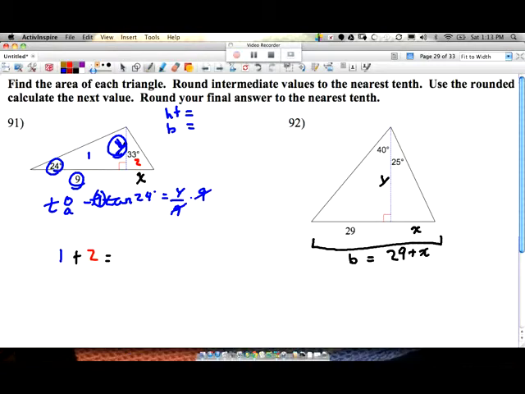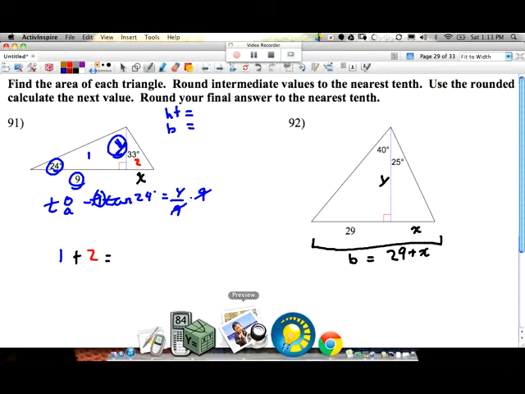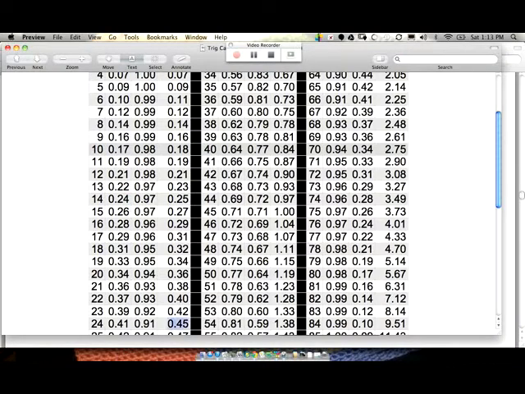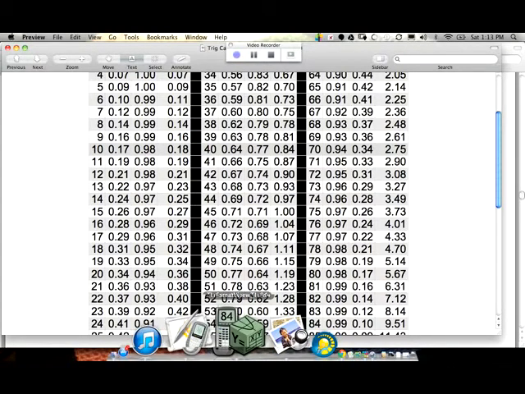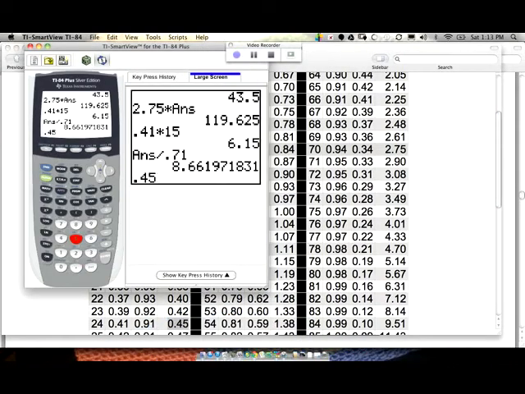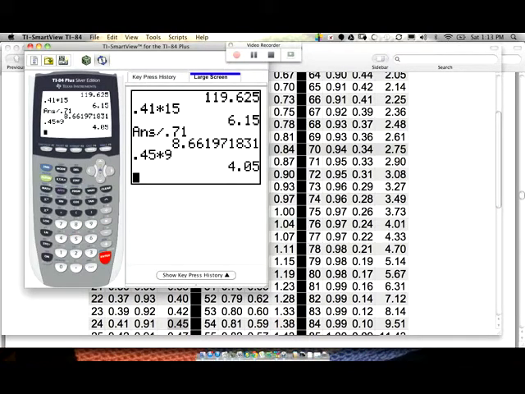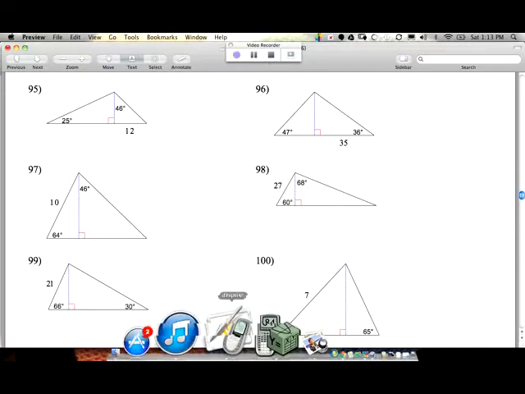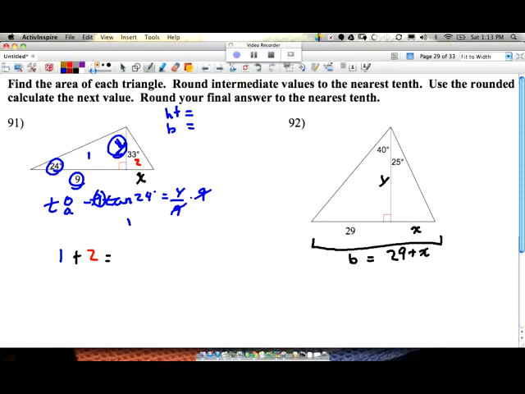So tangent of 24 degrees is 0.45. 0.45 times 9 is 4.05. There we go. 4.05. So y equals 4.05. So that's 4.05. That height right there. The height is 4.05. And then this x down here, we got to figure out that.